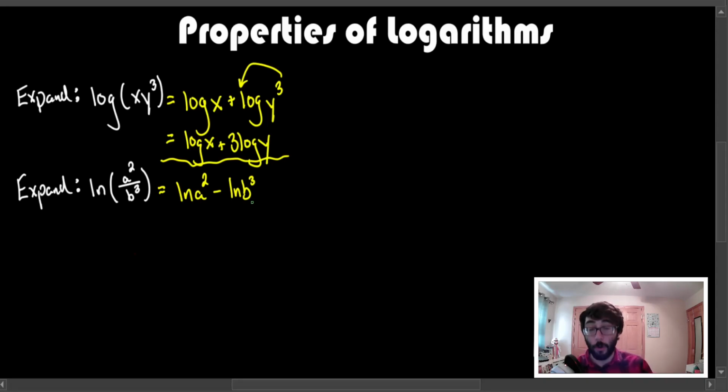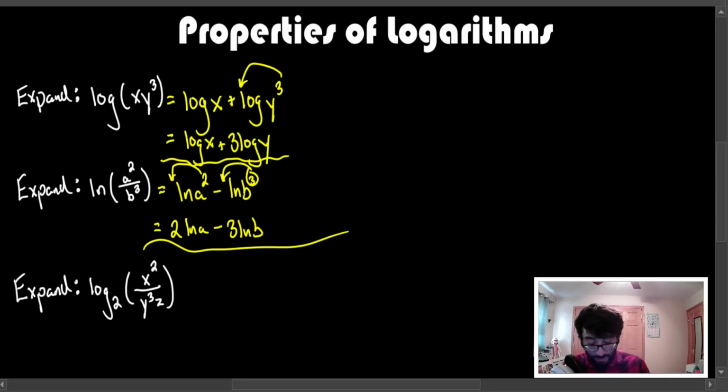I want to throw that out there because it's going to help you out a lot. Some of you might be able to start seeing shortcuts and go straight to your final answer. That's excellent. If not, take it step by step. Because the final step here would be realizing that we have exponents that we can bring out in front using the power property. So our final answer would end up being 2 times the natural log of a minus 3 times the natural log of b. And our final one, log base 2 of x squared divided by y cubed times z.